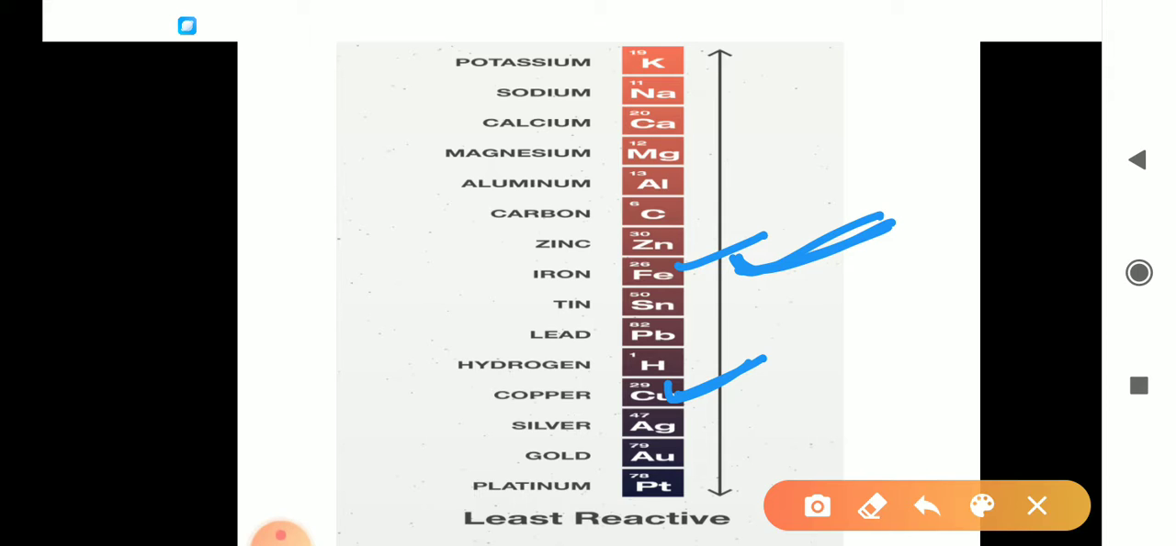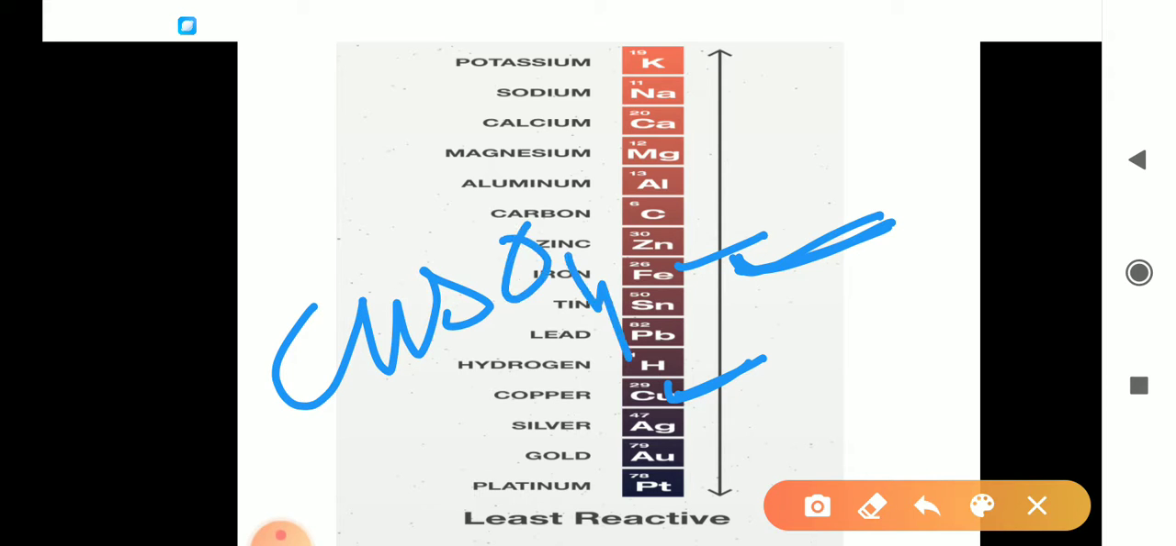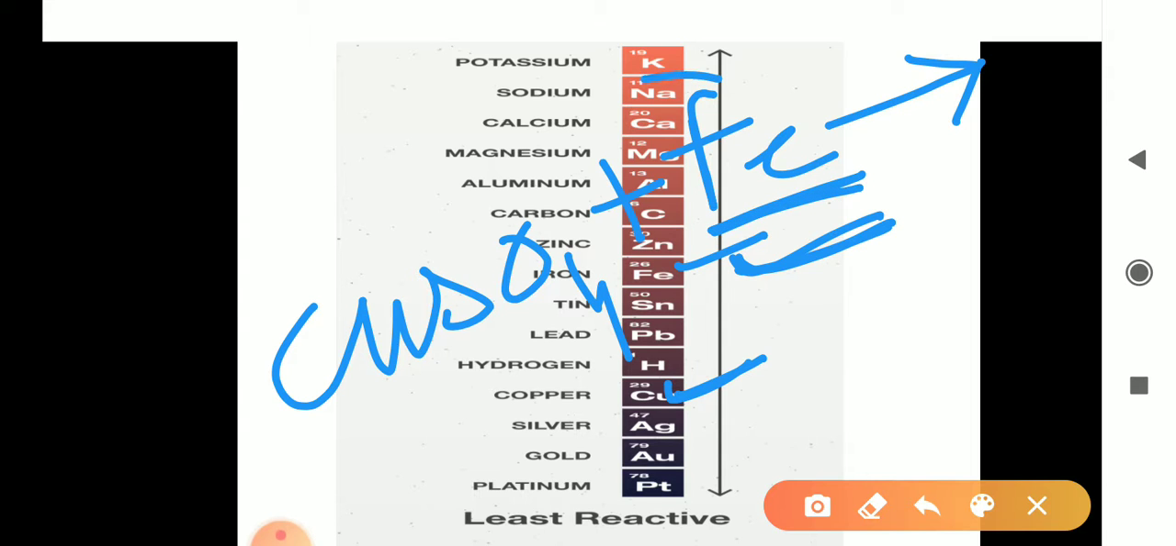Then the color of the solution changes from blue to light green, and a reddish coating of copper is seen on the iron nail, because this is the CuSO4 and Fe. Then the result will be: this Fe will displace the Cu and the result will be FeSO4 plus Cu.